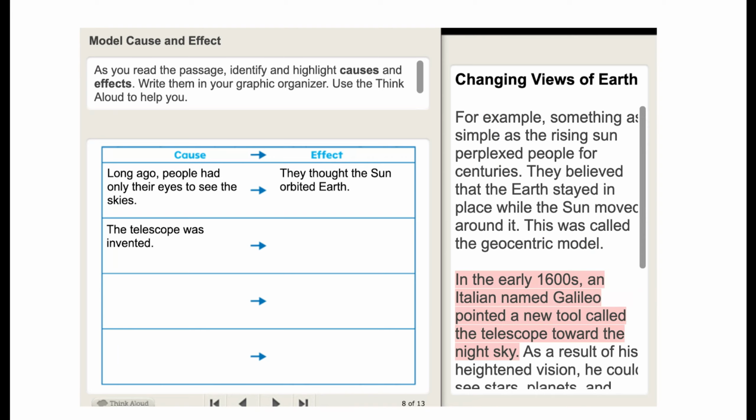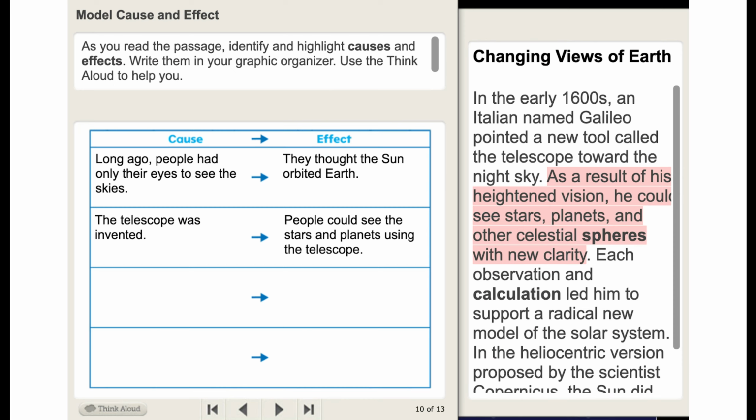We're going to jump to the fourth paragraph on page 353 now. It goes on to talk about when the telescope was invented. Here is a big cause and effect relationship. Because it was invented, people could see the stars and the planets. So, my cause was the telescope was invented. The effect was so people could see the stars and the planets using the telescope.